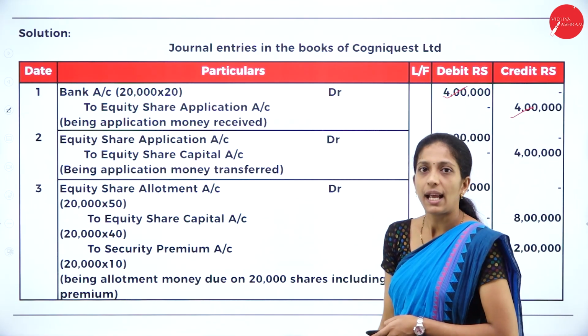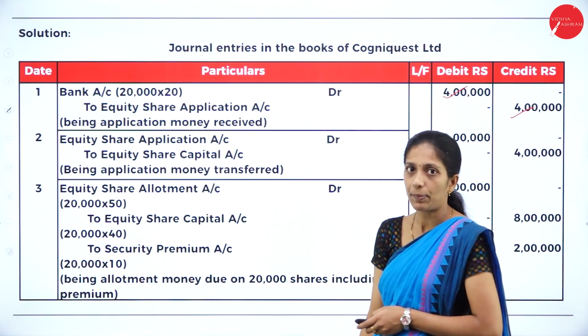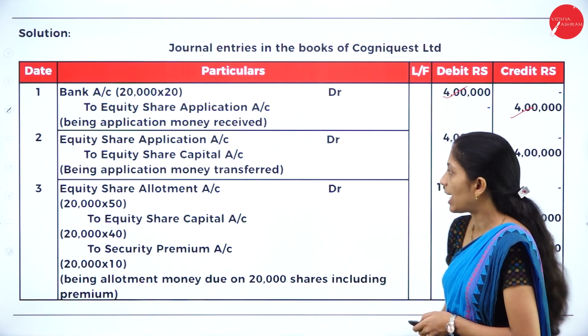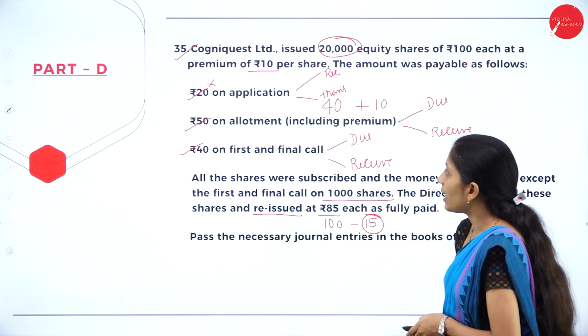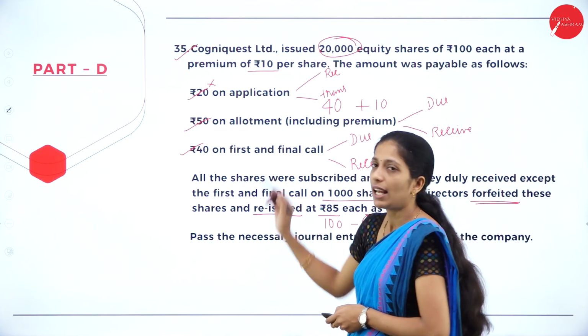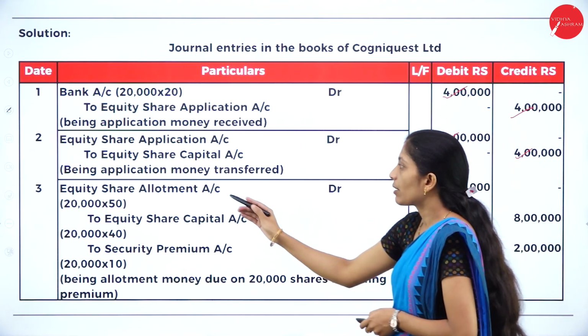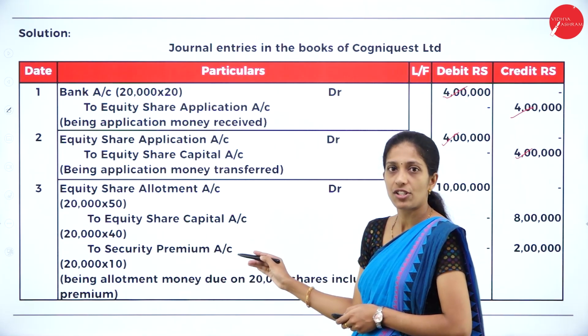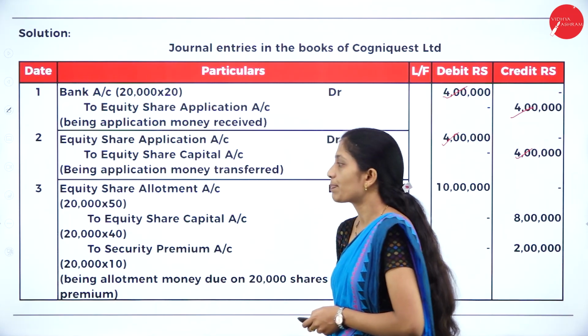So you have to transfer the equity share application account data to equity share capital account, being application money transferred, same amount, 4 lakh. Next, third entry is for what? Allotment. That is for due entry. What is the entry? Equity share allotment account to equity share capital, but we have premium also. So, to securities premium account.